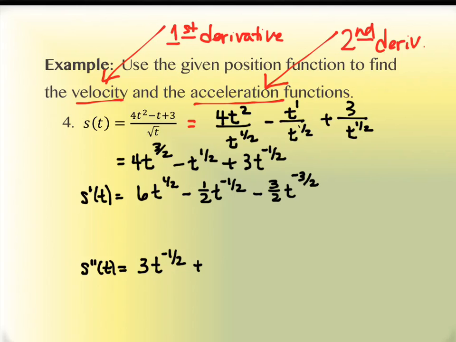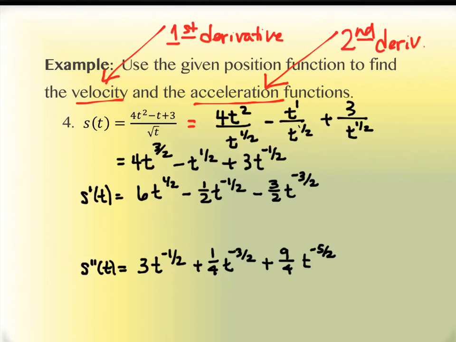First it's a negative, negative, so positive, right? Positive 1/4 t to the negative 3/2. Then what? Positive 9/4, good. T to the negative 5/2, right. Good.